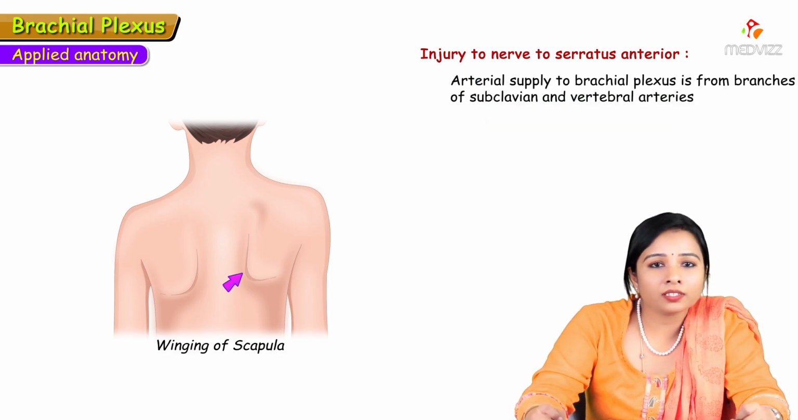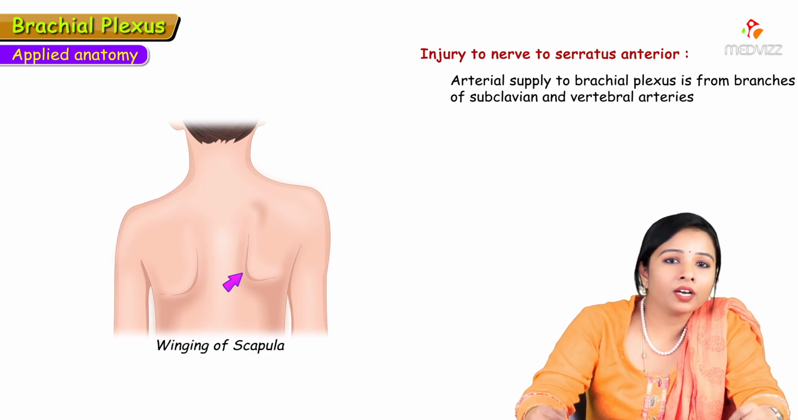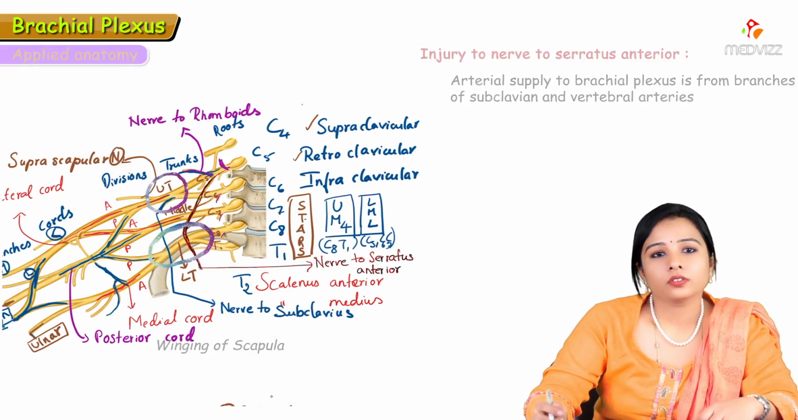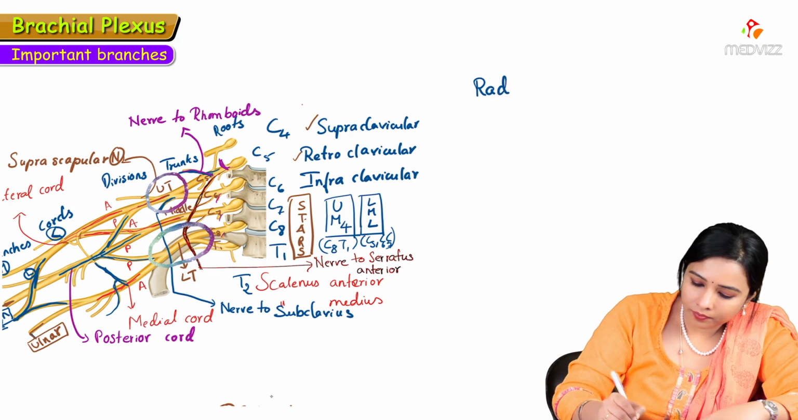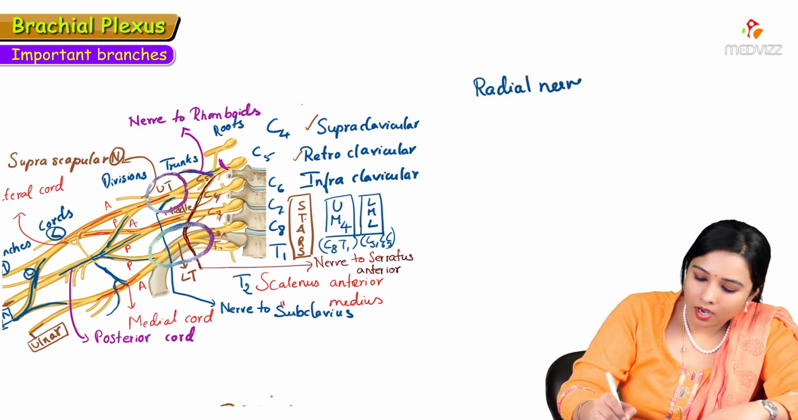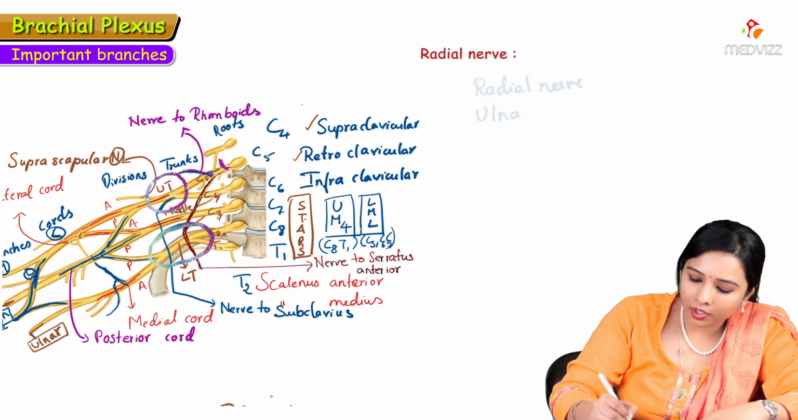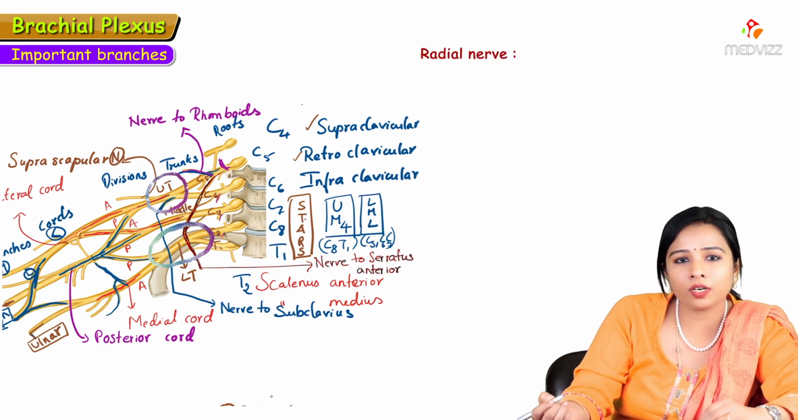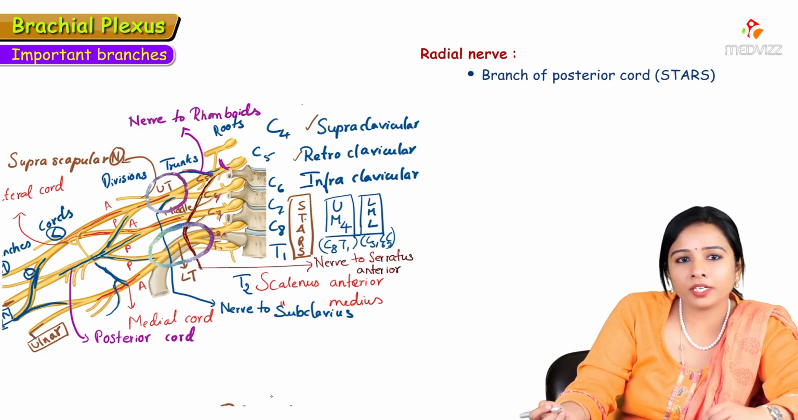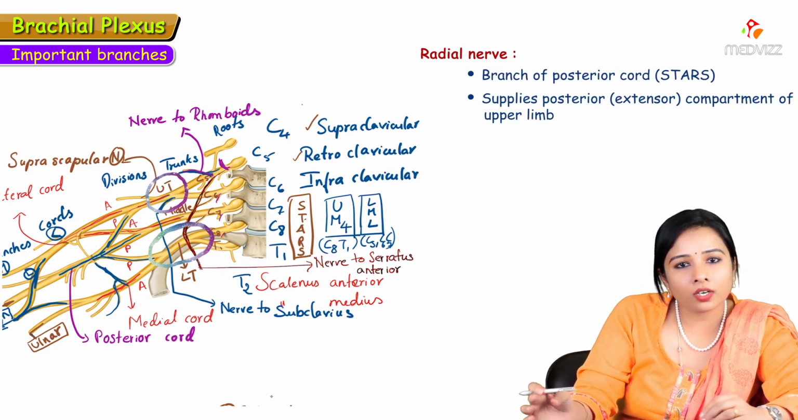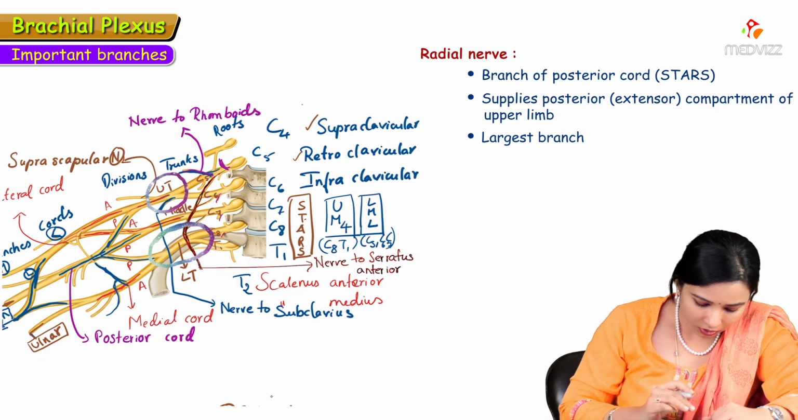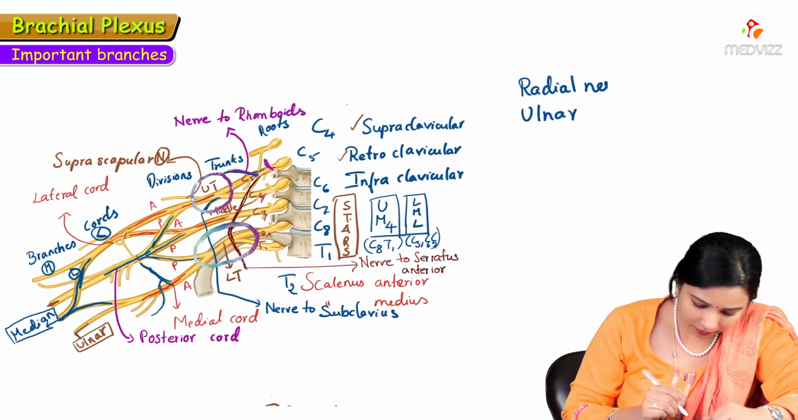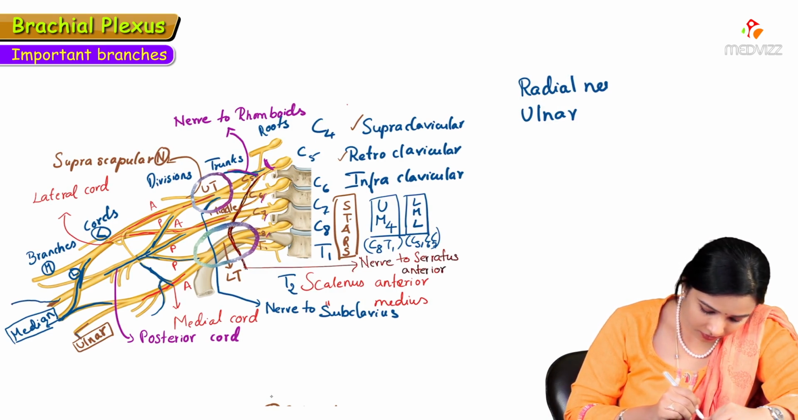The arterial supply of the brachial plexus is by the branches of the subclavian artery and vertebral arteries. The important branches which you have to learn in detail are the radial nerve and the ulnar nerve. The radial nerve is the nerve of the posterior compartment of the arm. It is a branch of the posterior cord of the brachial plexus and supplies the posterior, or extensor, compartment of the upper limb. It is the largest branch of the brachial plexus. Here is the radial nerve from the posterior cord. I am writing R here.